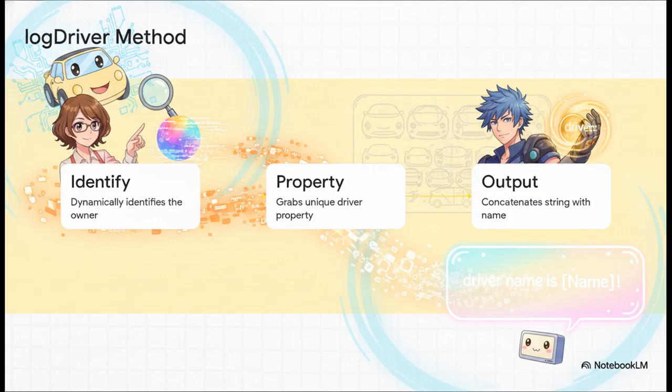Let's break down exactly what JavaScript is doing behind the scenes here. First, when the method is called, JavaScript dynamically figures out who the owner is at that exact moment. Second, it peeks inside that specific owner space and grabs their unique driver property. Finally, it just stitches the string together and outputs it. It does the exact same job as saying mycar2.driver, but it has the built-in flexibility to work for literally any object that ends up owning it.